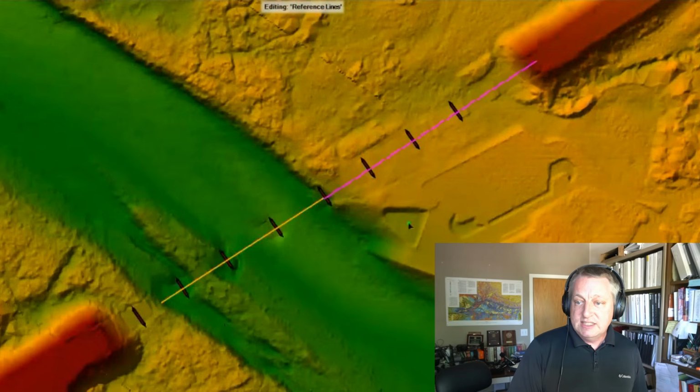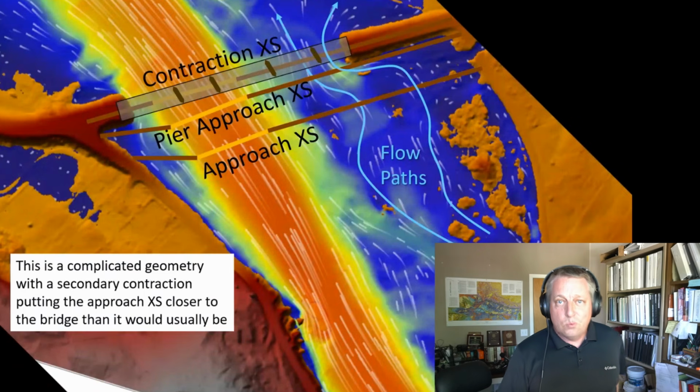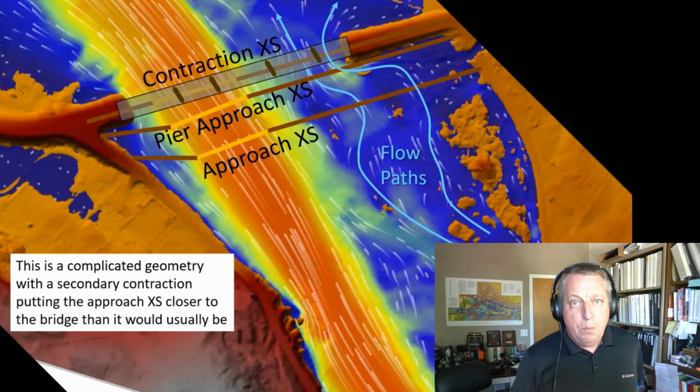The pier approach cross section here is easy because it's just going to be upstream. But where does the approach cross section go? You actually want to run the model and look at your flow paths to determine where the approach cross section is going to be, because it's got to be at maximum width. And it turns out for this model, the maximum width is really pretty close to the bridge.